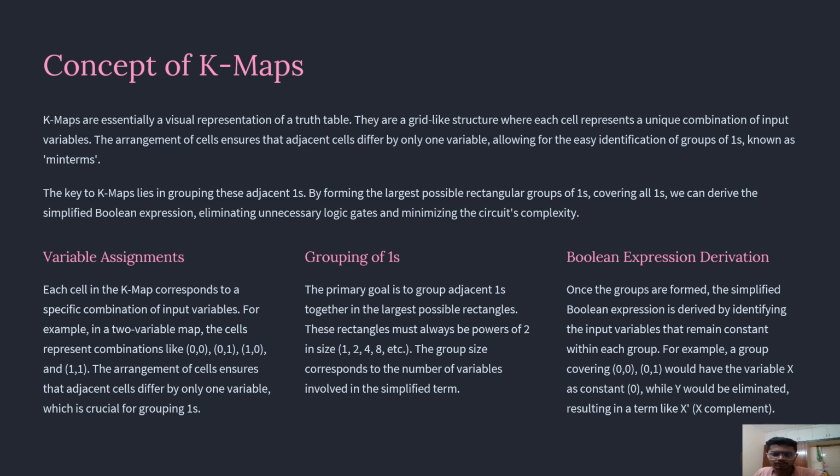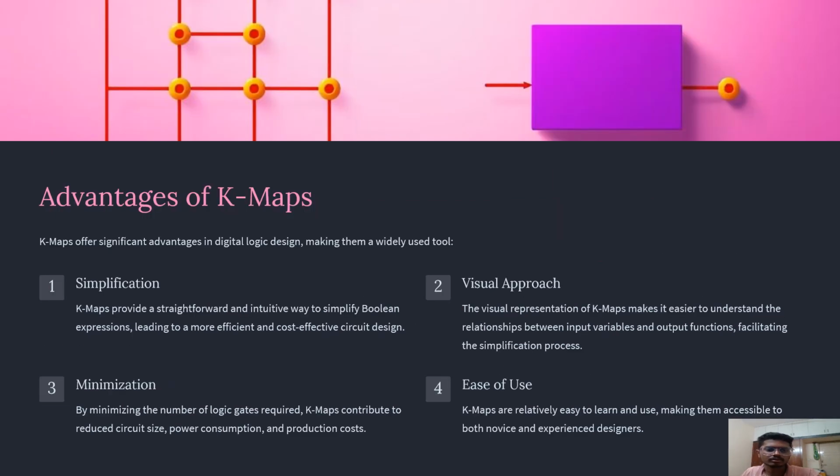Boolean expression derivation. Once the groups are formed, the simplified Boolean expressions are derived by identifying the input variables that remain constant within each group. For example, for a group covering 0 0 and 0 1, we have the variable x as a constant 0, while y would be eliminated, resulting in a term like x complement.